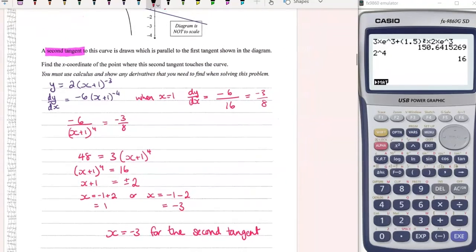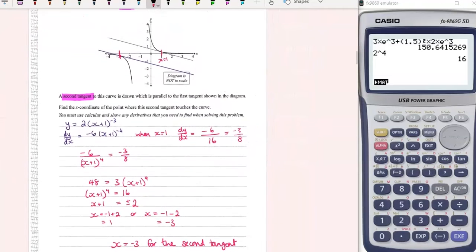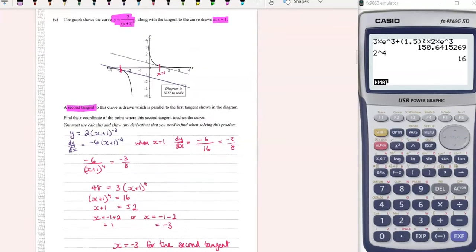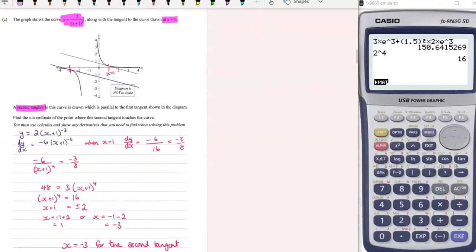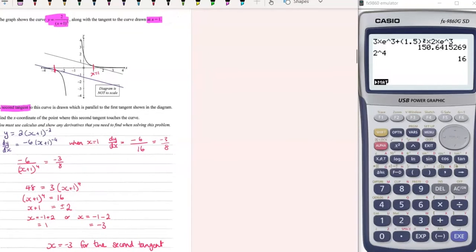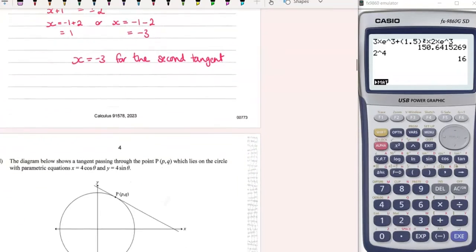So let's just pop that all onto one screen so you can see the whole thing all together before we move on. Okay, now let's move on to D.